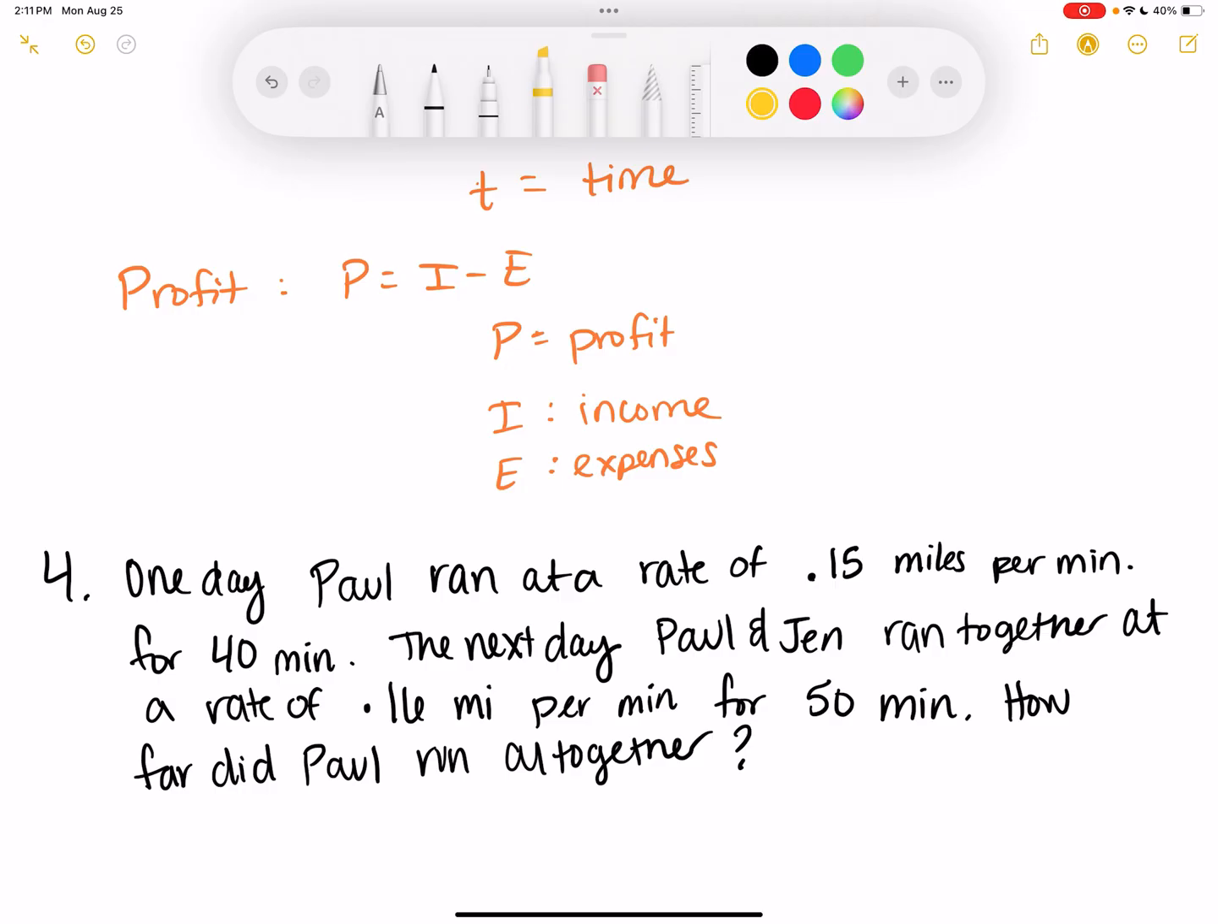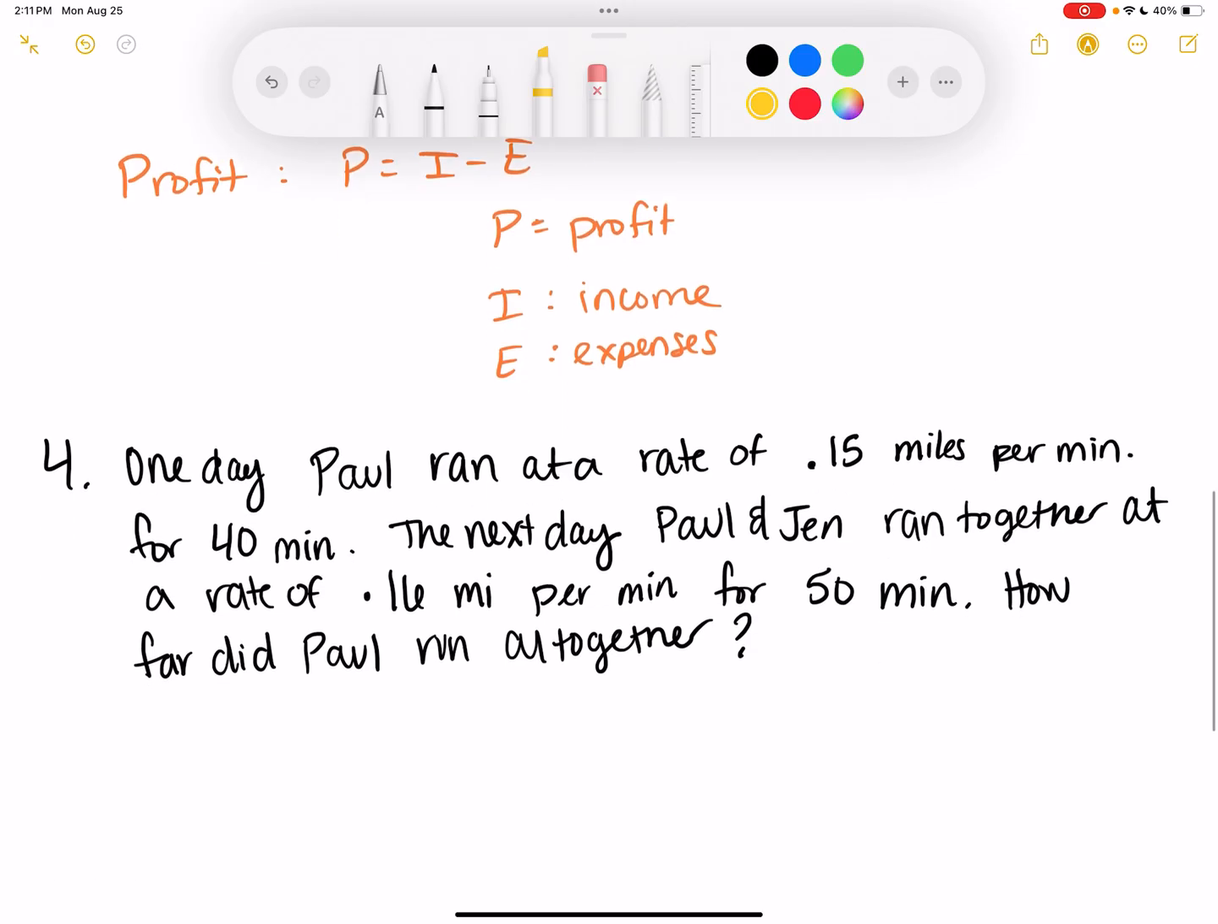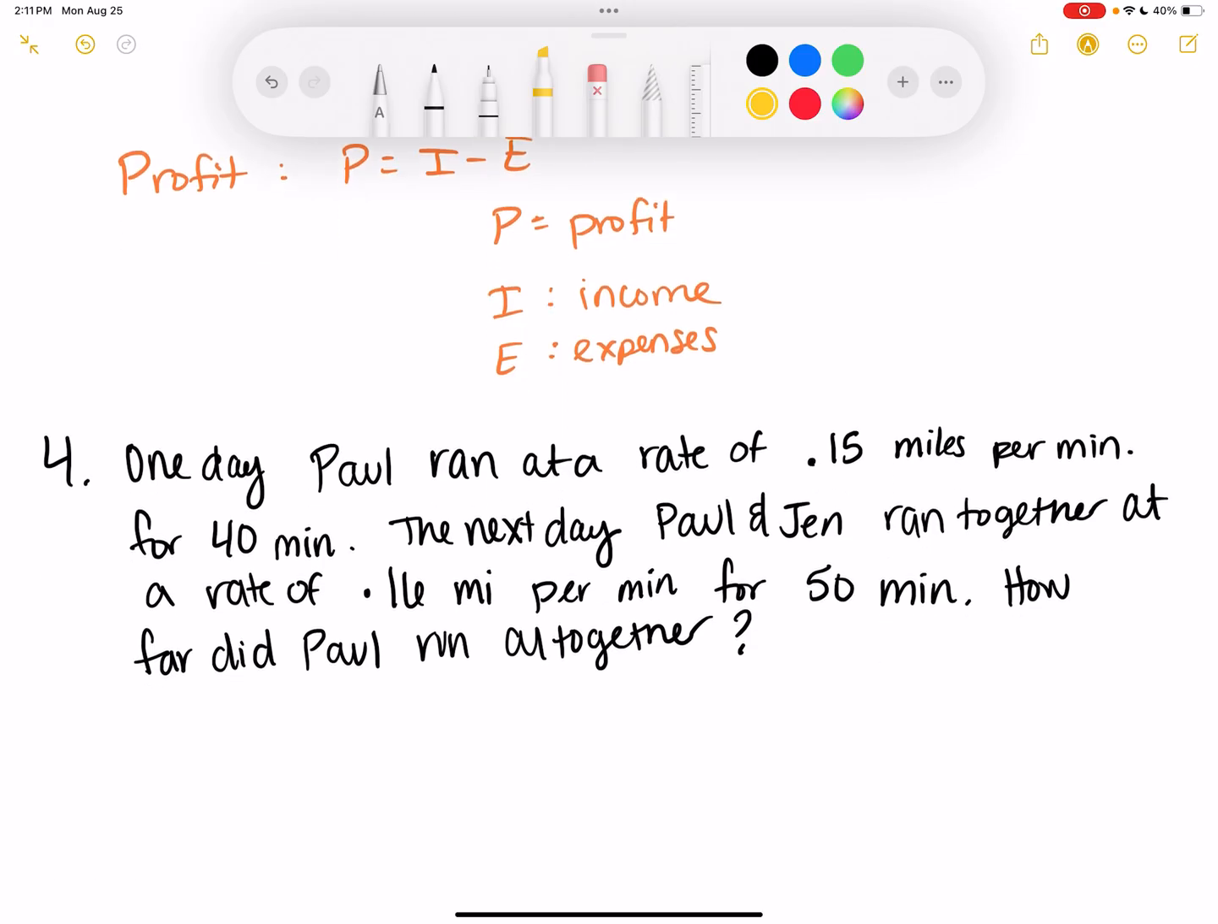All right, so we're trying to look at what we know and what we're trying to solve for. So we know that they ran at a rate of 0.15 miles per minute for 40 minutes, and that the next day he ran with Jen at a rate of 0.16 miles per minute for 50 minutes.